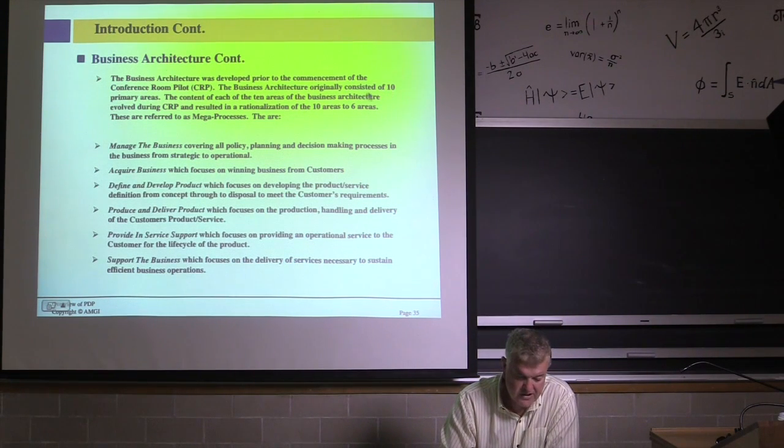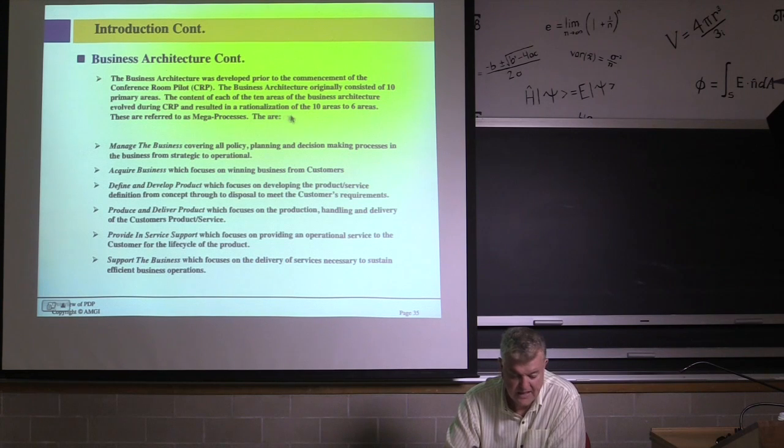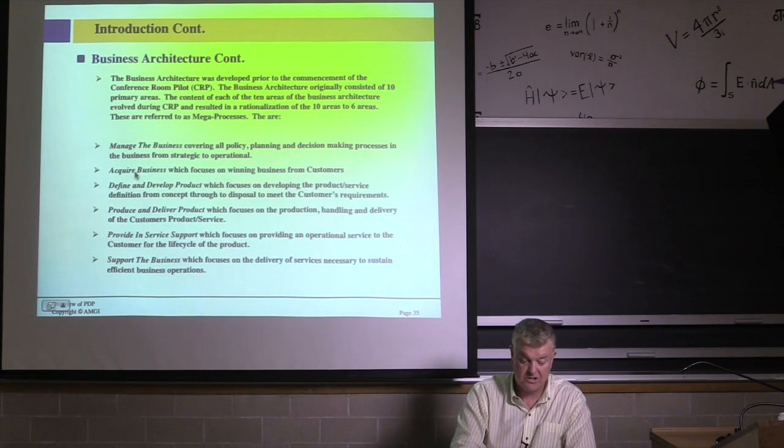The business architecture consisted of 10 primary areas. The content of each of the 10 areas of the business architecture evolved during the conference room pilot, and a rationalization of the 10 areas to 6 areas. They are referred to as mega processes, and there they are: manage the business, acquire business.